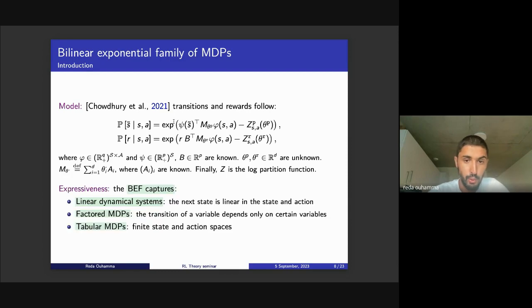Okay. So why is this family of MDPs interesting? The first reason is the expressiveness. The BEF, bilinear exponential family for short, captures, of course, tabular MDPs, such as the linear MDP one, and also factored MDPs, which are MDPs where the transition of a variable or a subset of variables depends only on a certain subset of variables. And it also captures linear dynamical systems, which is when the next state is linear in the current state and action. And I want to emphasize that this is different from the linear MDP assumption that was before. Okay, so this is the first reason why it is interesting to consider this family.